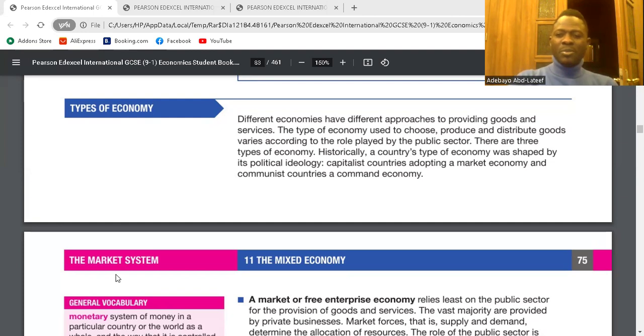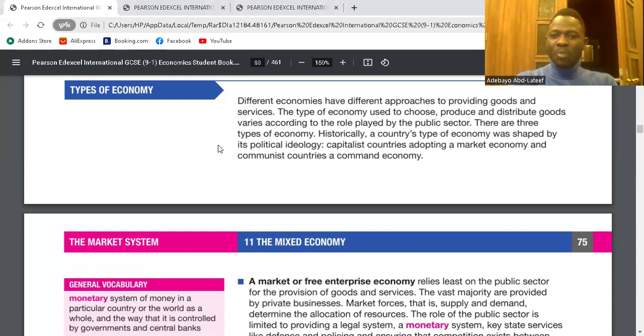Before we go further, let me quickly explain what is meant by capitalist and communist economy. Communism is a system of government in which ownership of property belongs to the people. That means the society owns everything. And for the capitalists, a group of people are in charge: the wealth of the nation is in the hands of some group of people.